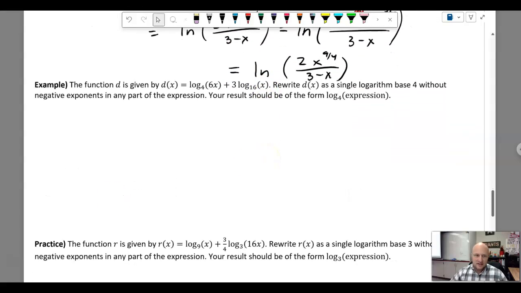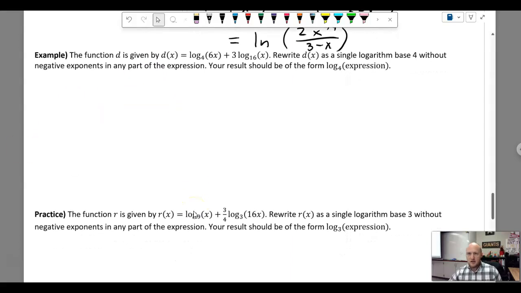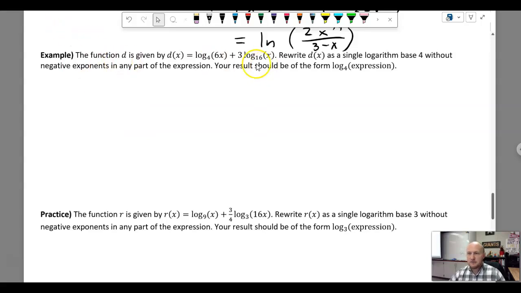All right. Last example for this video that I'll have for you is the function d is given by d of x equals log base 4 of 6x plus 3 log base 16 of x. Rewrite d of x as a single logarithm base 4 without negative exponents in any part of the expression. Your result should be of the form log base 4 of the expression.